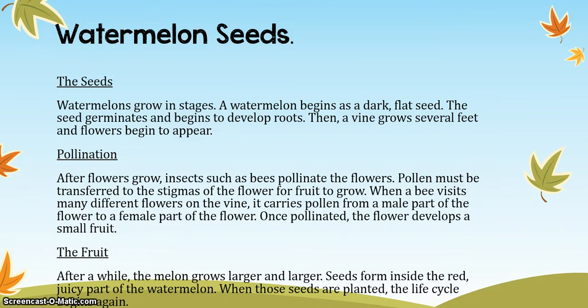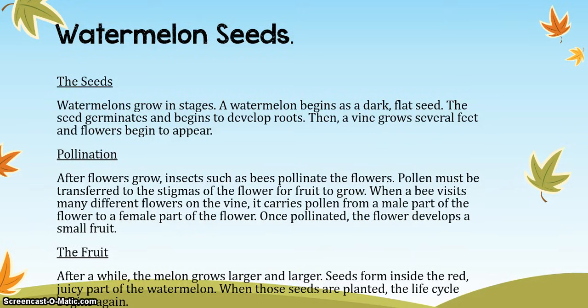Now we're going to look at a short piece of text and identify the best out of 4 summaries. So I'm going to read Watermelon Seeds. The Seeds. Watermelons grow in stages. A watermelon begins as a dark, flat seed. The seed germinates and begins to develop roots. Then a vine grows several feet and flowers begin to appear.